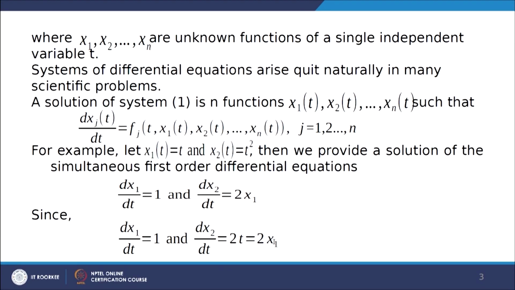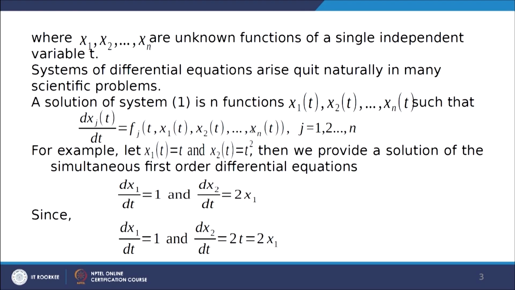A solution of system 1 is a set of n functions x1(t), x2(t) and so on xn(t), such that dxj by dt equal to fj(t, x1(t), x2(t), ..., xn(t)). That means the n functions x1(t), x2(t), ..., xn(t) satisfy the system of differential equations given by 1.